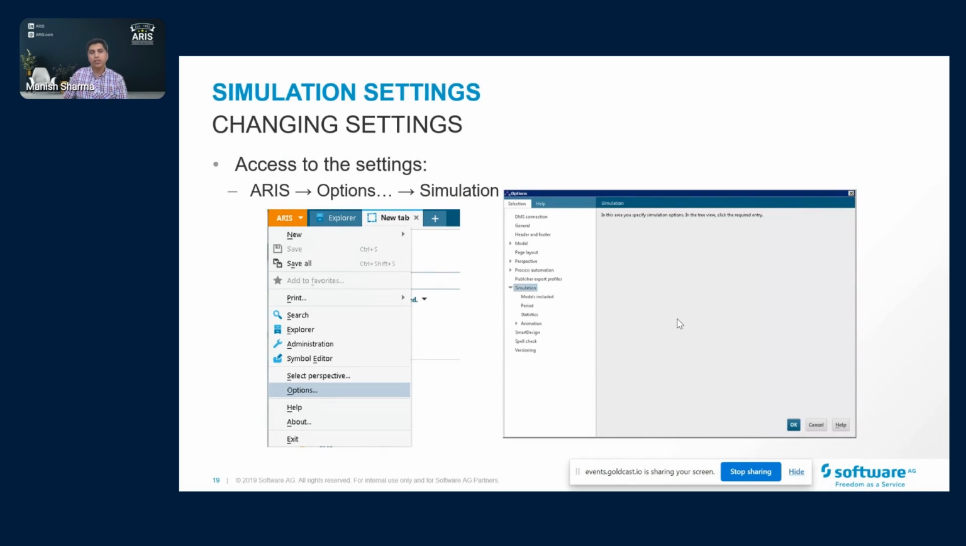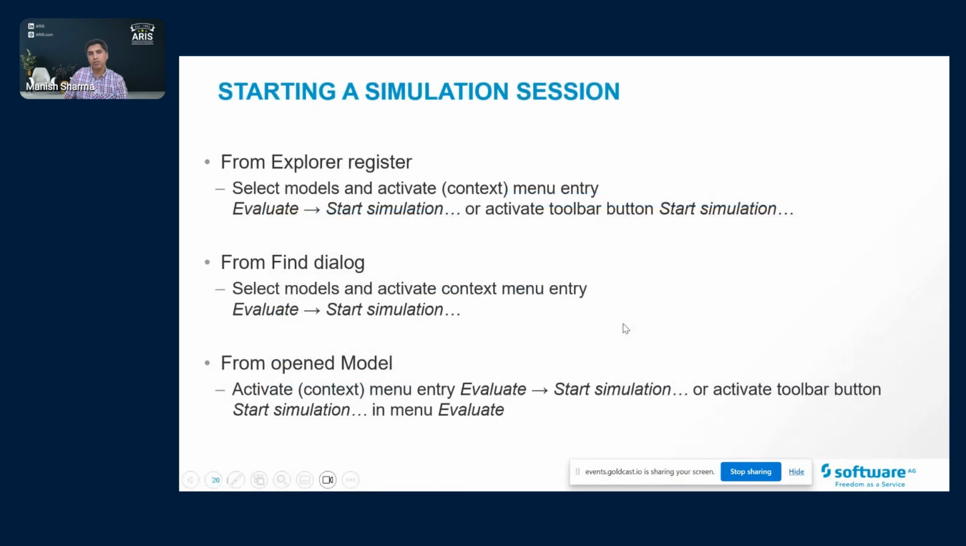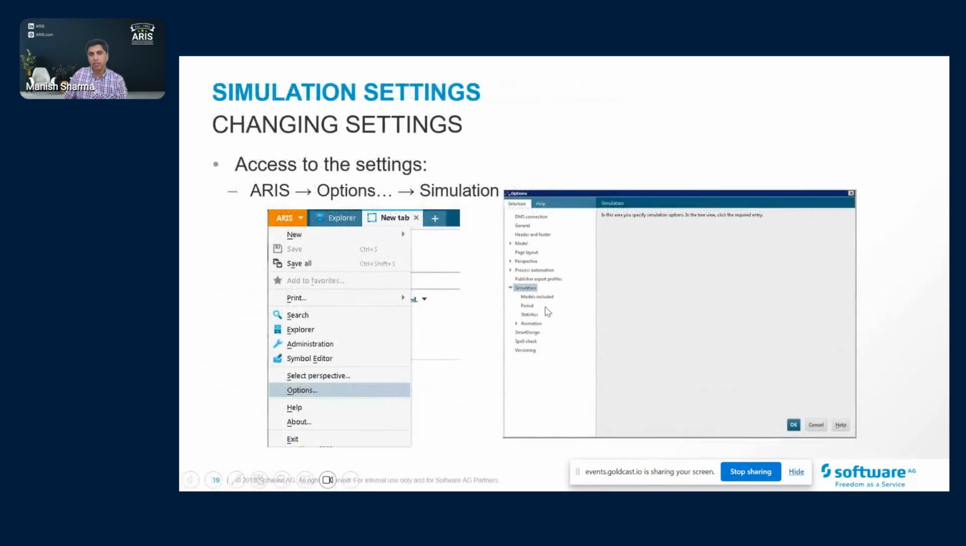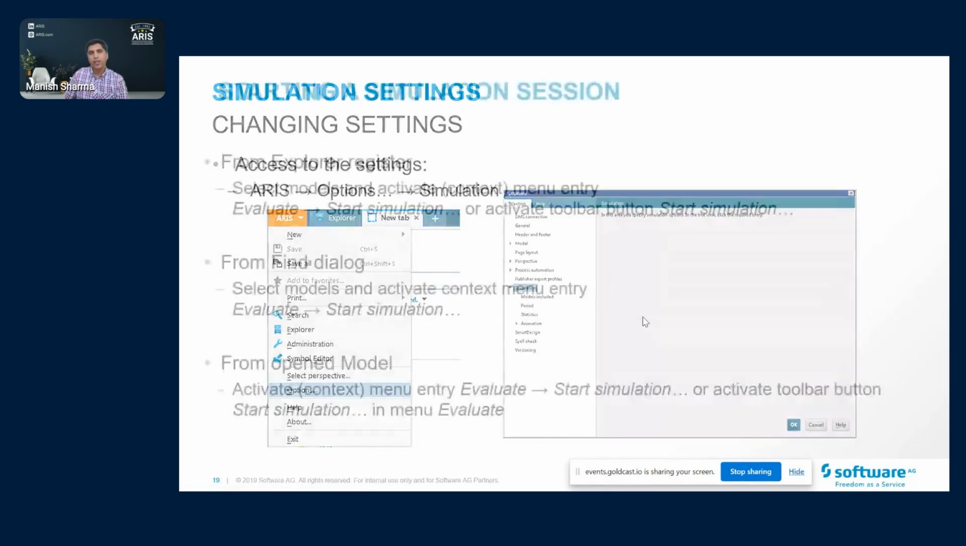Apart from that, there is also something that's available in the options part. So when you click on ARIS in the architect and click on options, you also have a simulation as one of the bullet points. So under simulation, you've got a few things that you can maintain, which again I'll show you during the demo itself.